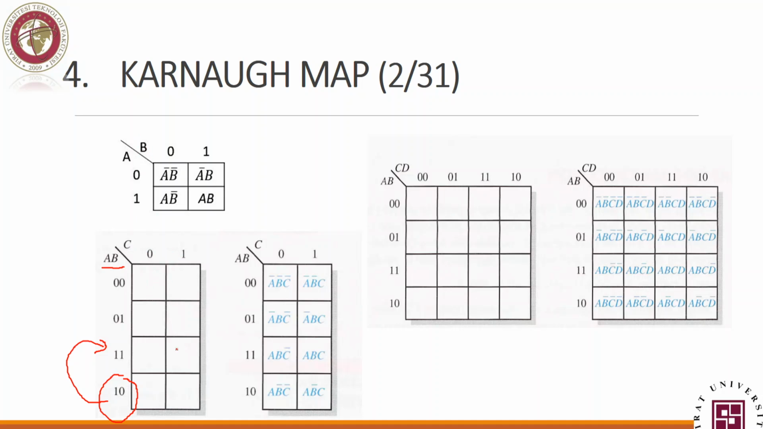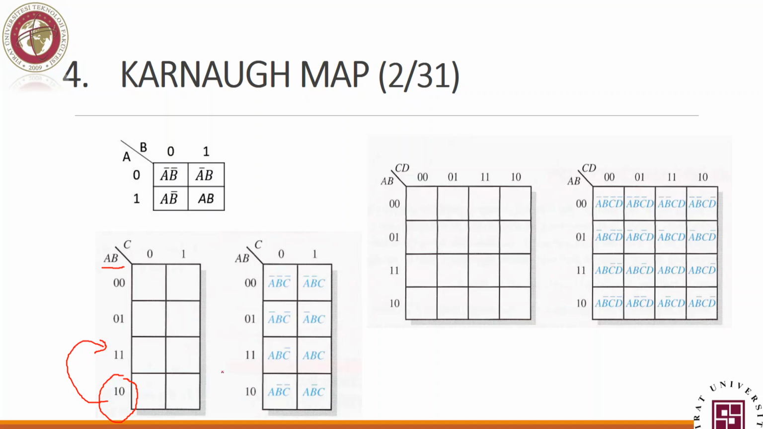So now the possibilities will be filled up here based on what? A bar, B bar, C bar. How do I know? 0, 0, 0. It's A bar, B bar, C bar. The product of terms. How about here? 0, 0, 1. It would be A bar for A is 0, B bar for B is 0, and C, not C bar. And so on. You carry on the same thing.